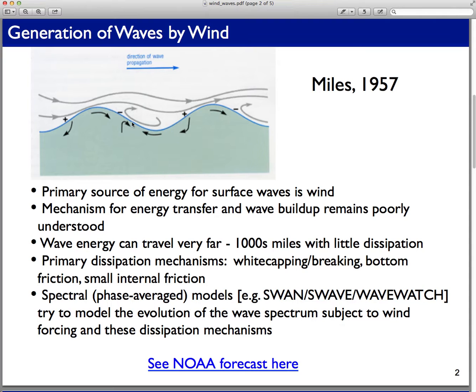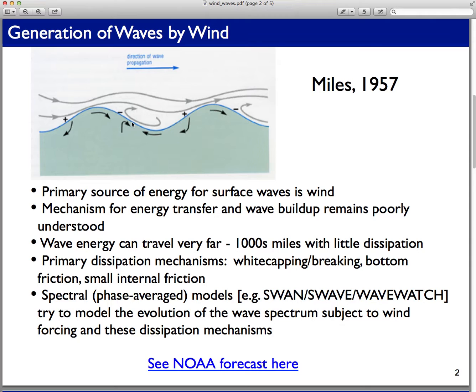Waves are typically modeled using what are called phase-averaged or spectral models. I'll show you an example of a wave model at the end of this. But rather than resolving each wave and the interaction of each wave, which would be computationally very difficult and can only be done at this point up to scales of roughly hundreds of meters by hundreds of meters, what's done is these wave models will solve for the spectrum and how the spectrum evolves.